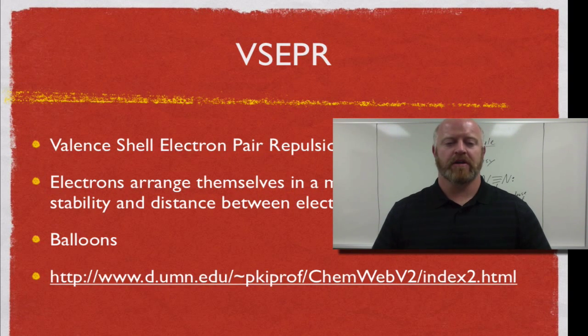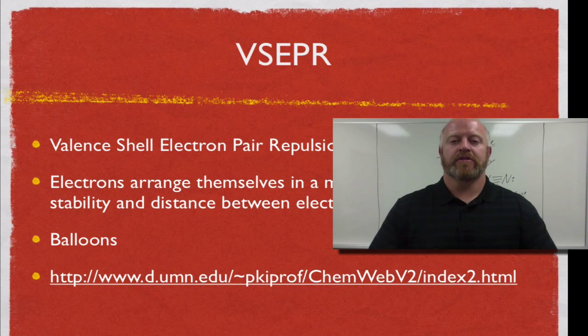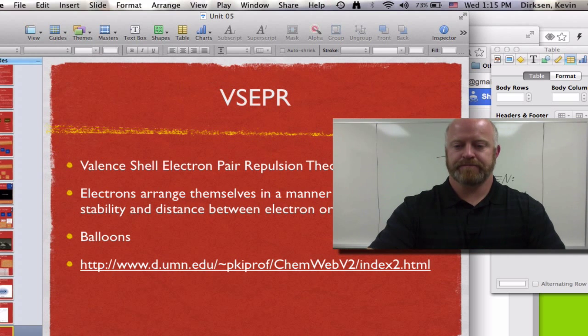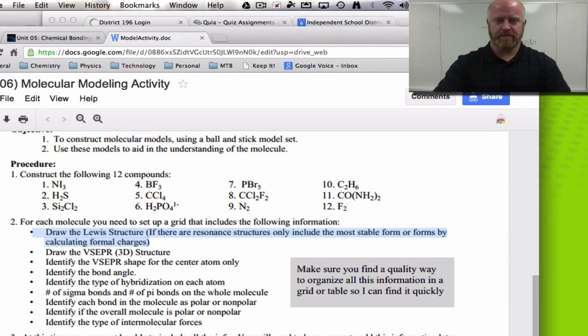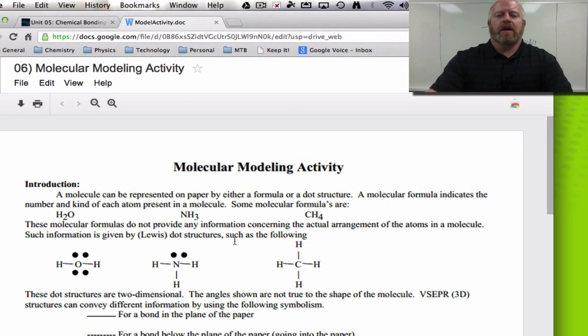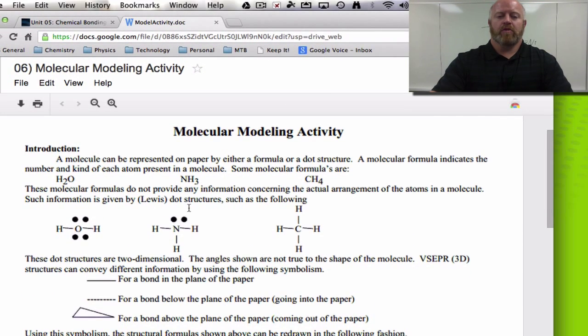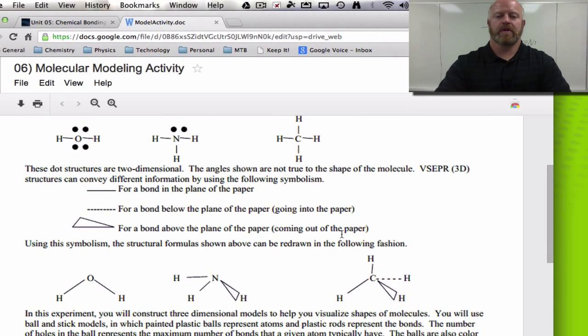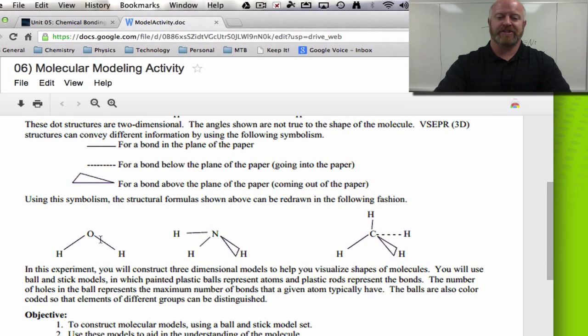What I do want to talk about for the last part of today is getting yourselves ready to do our molecular modeling activity. So we're going to jump over to that. If we go to the website, the molecular modeling activity is on there. It's in a Word file for you guys. What we're going to do is build a whole bunch of Lewis structures, and then we're going to draw them by shape using what we call a VSEPR model.